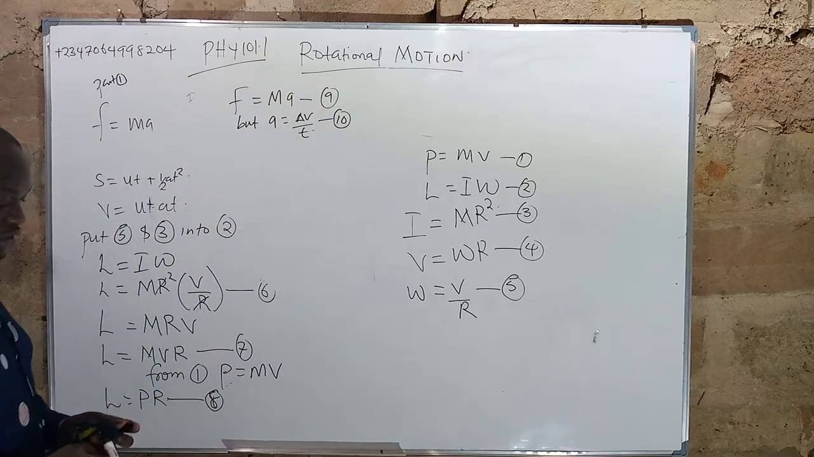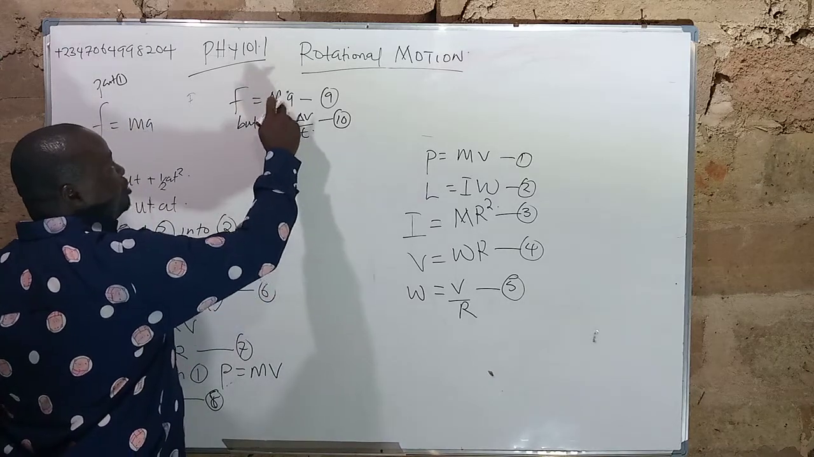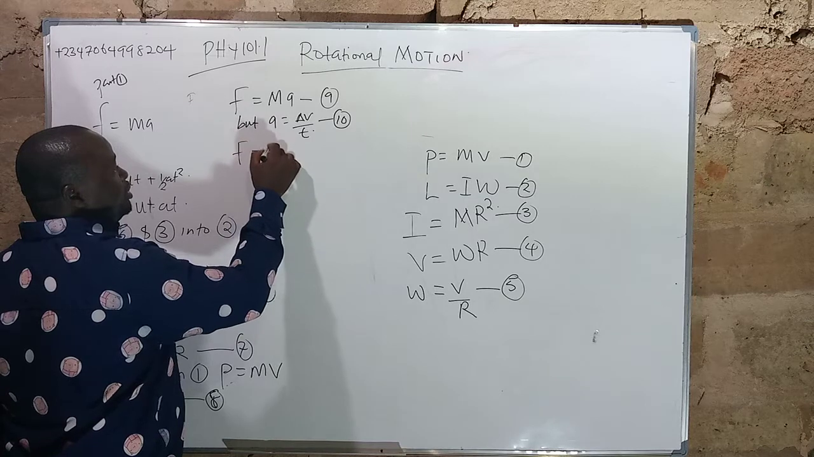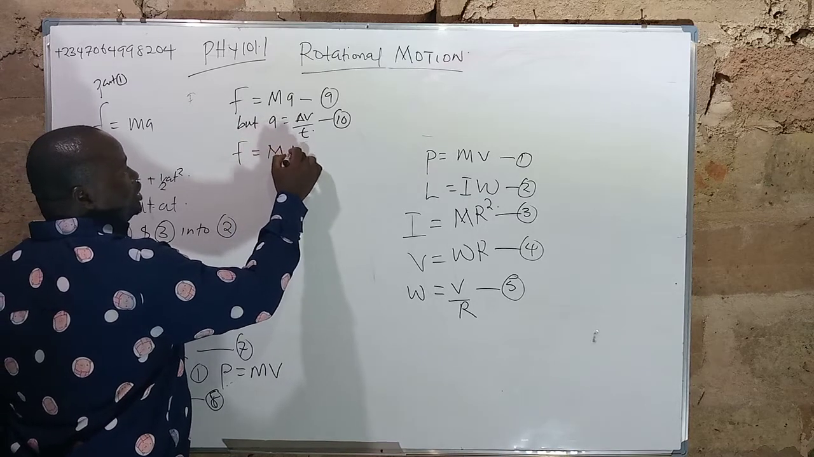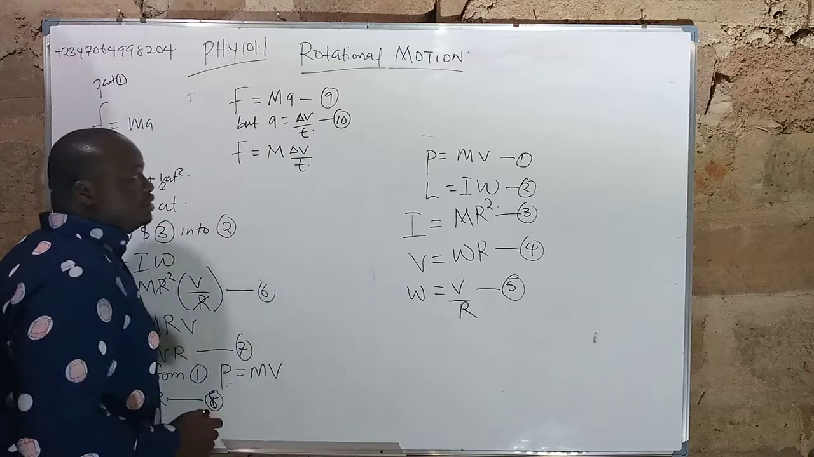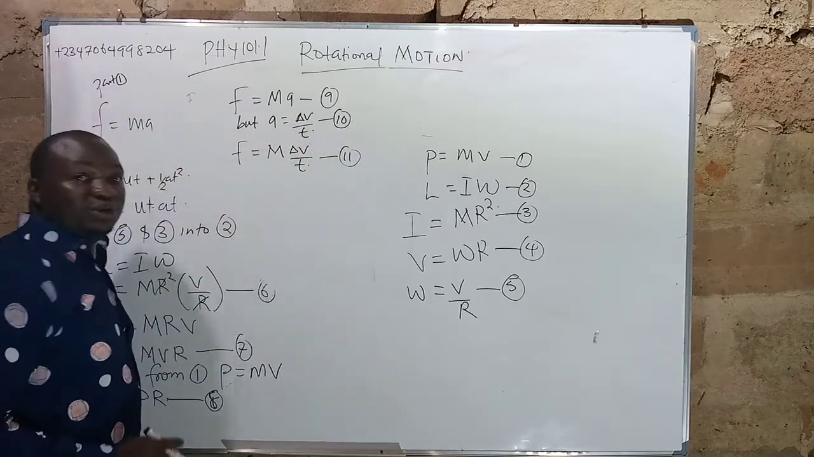Of course, acceleration is change in velocity over time. So wherever I see acceleration, I will remove it and put change in velocity over time. So F will now be capital M, change in velocity all over time. Now notice something. This is equation 11. We can use this to solve questions.